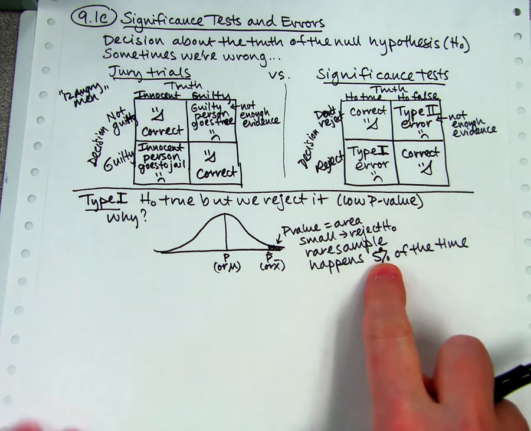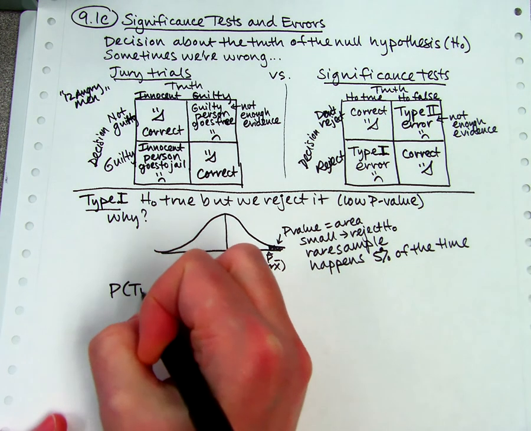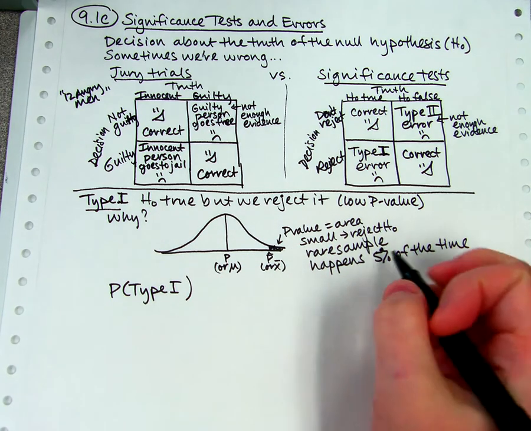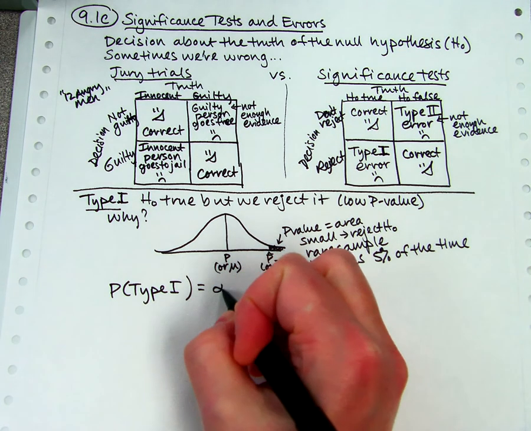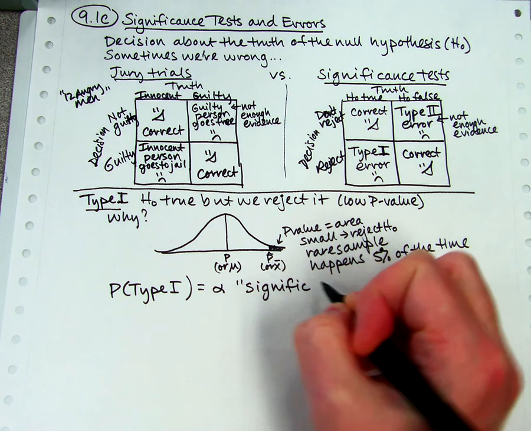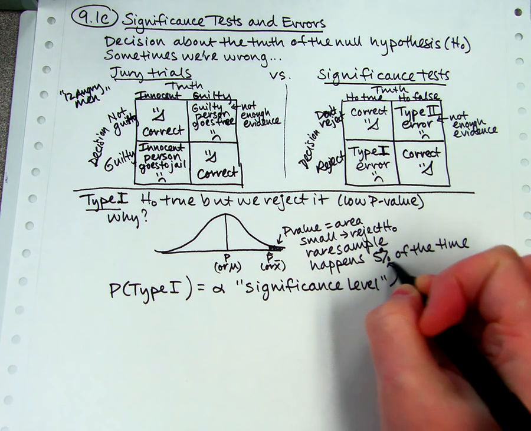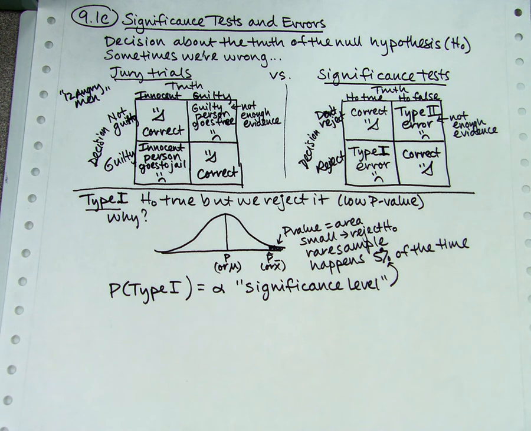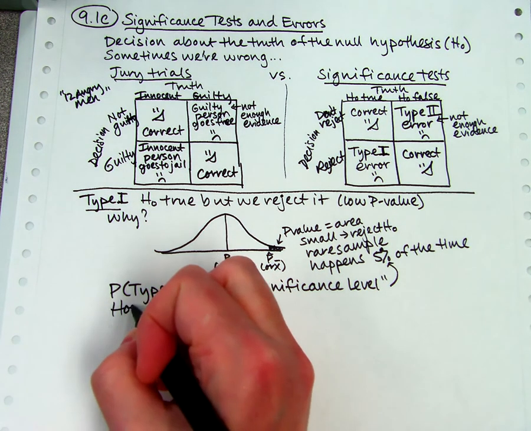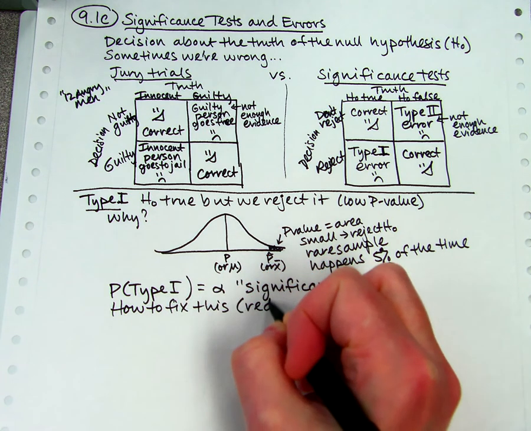So that significance level is the same as the probability of making a type 1 error. Probability of type 1 is usually 5%. It's called alpha, Greek letter, and it's the significance level. That significance level of 5%, or sometimes other than 5%, is the probability of making a type 1. And basically the only way to fix that problem is to reduce the alpha. How do we fix this? Or how do we reduce this probability?